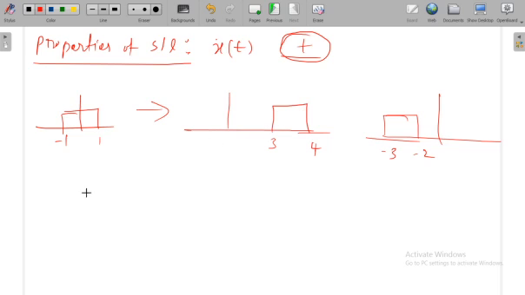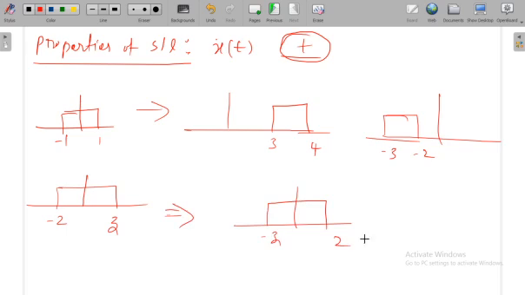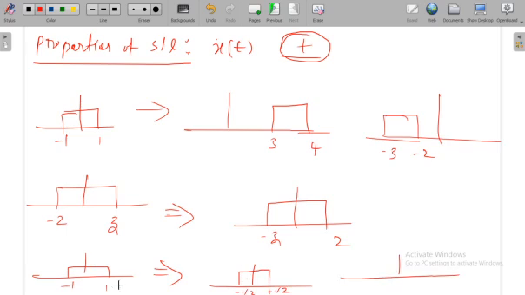Then I can flip the signal. Say if this is minus 2 and this is 3, I can flip it like this, so now minus 3 comes here and 2 comes here. Or if I have a signal from minus 1 to plus 1, I can compress the signal. Instead of minus 1, I can put minus 1 by 2, and here plus 1 by 2. Or otherwise I can expand the signal. Instead of minus 1 plus 1, I can put minus 3 plus 3.